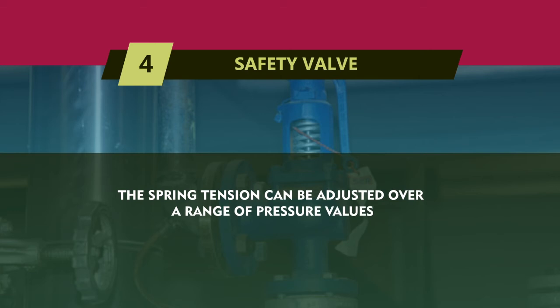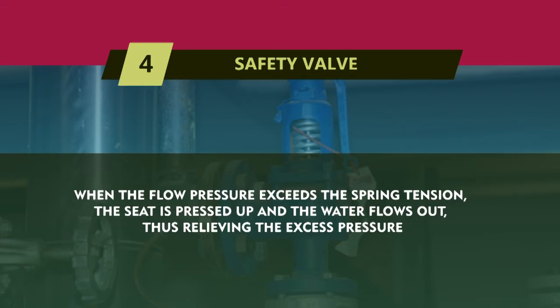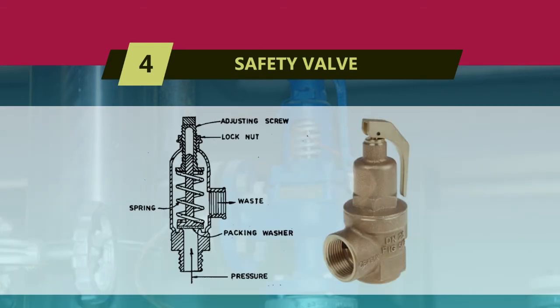The tension of the spring allows us to determine the preset value of the pressure at which the safety valve will operate. And because this is a spring, it can be adjusted over a range of pressure values. When the flow pressure exceeds the tension in the spring, the seat is pressed up and the water will flow out. This will relieve the excess pressure. As soon as the excess pressure is dissipated, the spring will let go of its tension and the seat will close again. The water will flow at the normal discharge and under normal pressure.